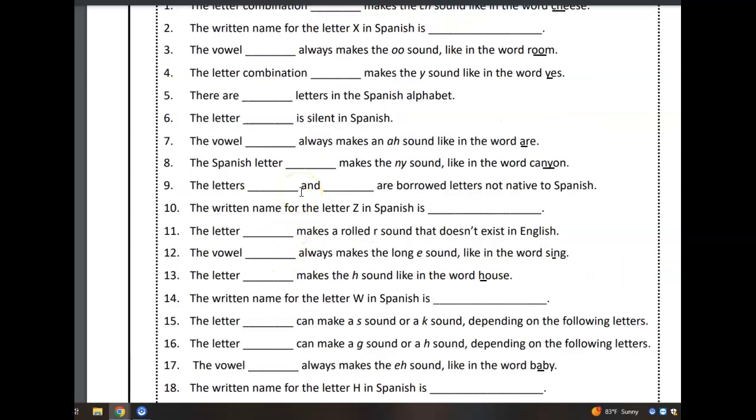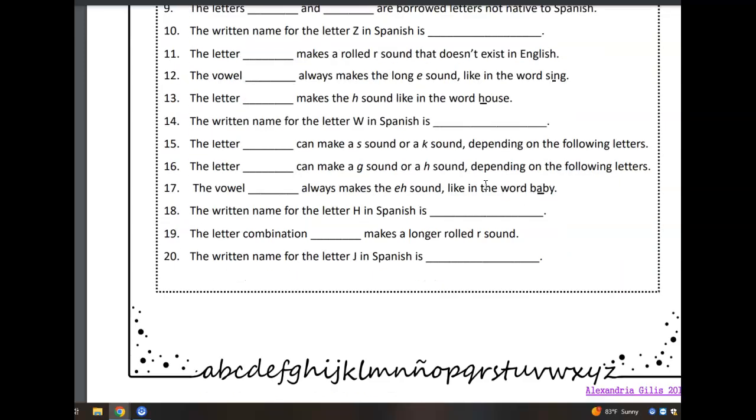I think the only other ones you may have a difficult time with are 6 and 9, which we didn't cover. The letter H is silent in Spanish. H is silent. And then number 9, the letters K and W. K and W are borrowed letters, not native to the Spanish language.